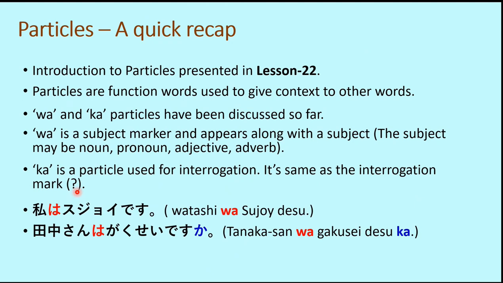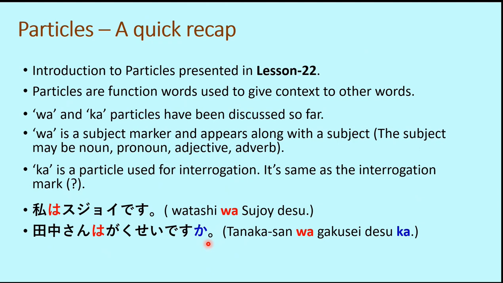To give two examples of wa and ka particles: watashi wa sujoi desu. Watashi is the subject here, I is the subject, and the wa particle follows this subject. Watashi wa sujoi desu. And then we have a question. Tanaka-san wa gakusei desu ka? It means, Tanaka-san, are you a student, or is Tanaka-san a student? The sentence ends with this ka particle, which is the interrogation or the question mark.